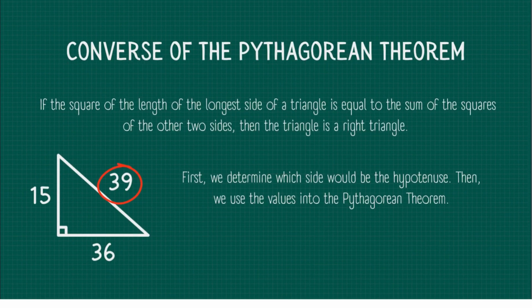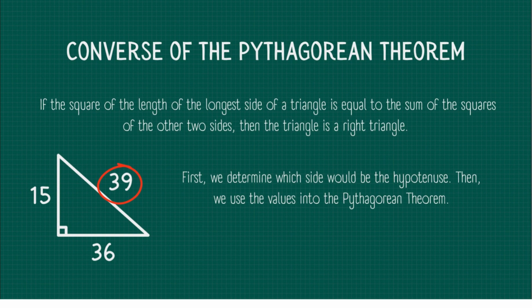Now the converse of the Pythagorean theorem. If the square of the length of the longest side of a triangle is equal to the sum of the squares of the other two sides, then the triangle is a right triangle. So first we determine which side would be the hypotenuse, then we use the values in the Pythagorean theorem.